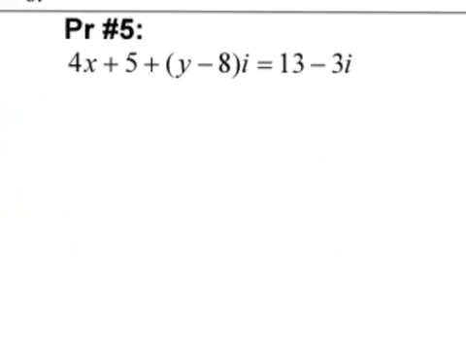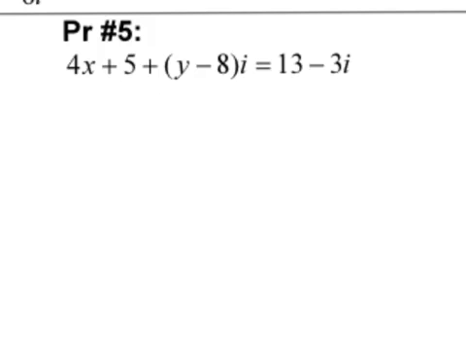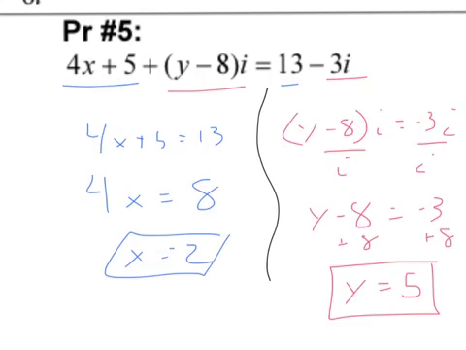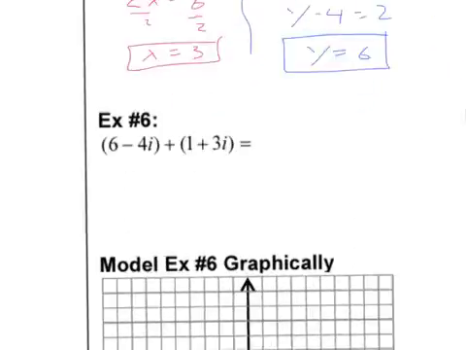So I want you guys to go ahead and try that on your own real quick. I'll put the answers up in just a second. So here you go. You may want to pause the video now. Okay, if you separated the real part and the imaginary part, you got these two equations, and you solved and you should have got x equals 2 and y equals 5. There you go.